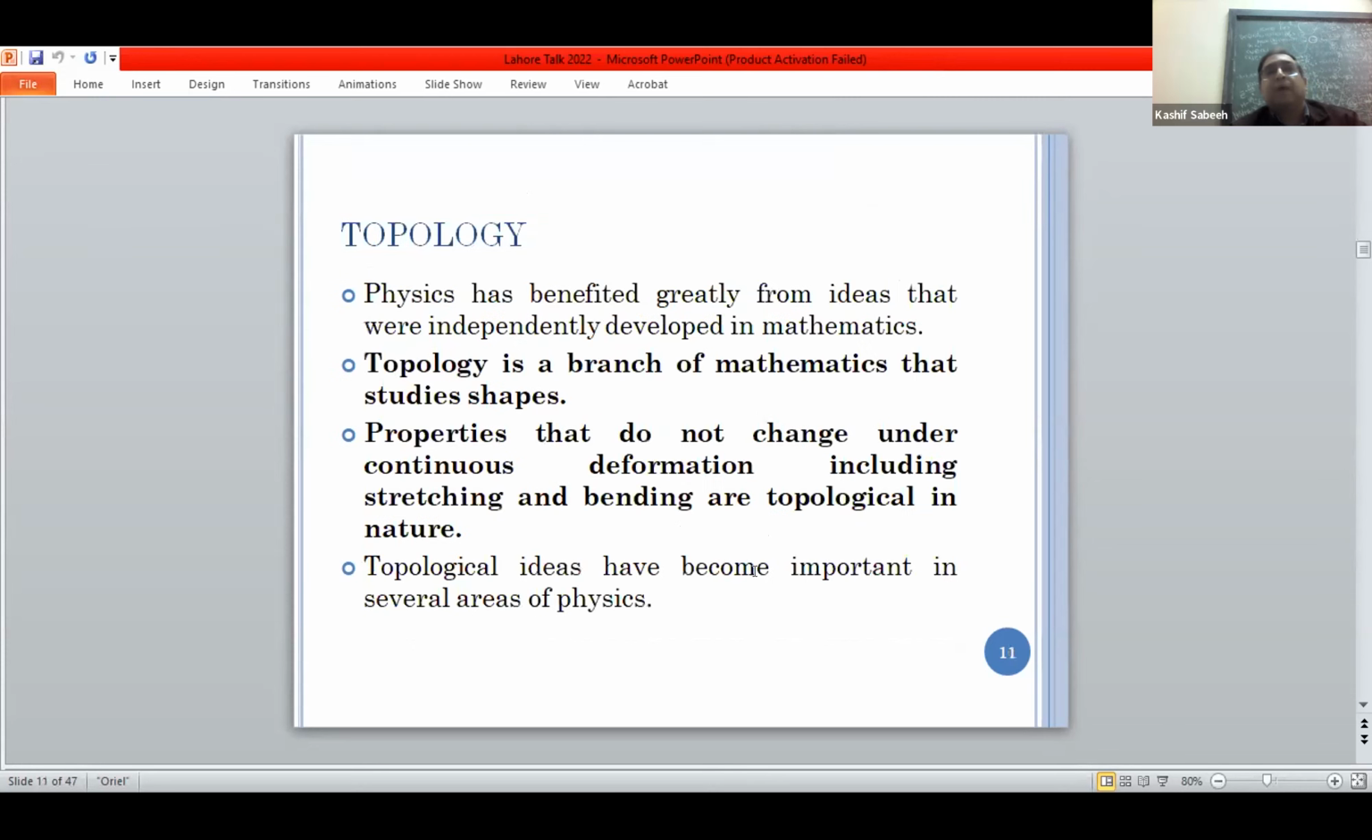So coming to that, an important new ingredient and important new deep idea that makes its appearance is the role of topology. Topology is a branch of mathematics that studies shapes. Properties that do not change under continuous deformation, including stretching and bending, are what are known as topological in nature.